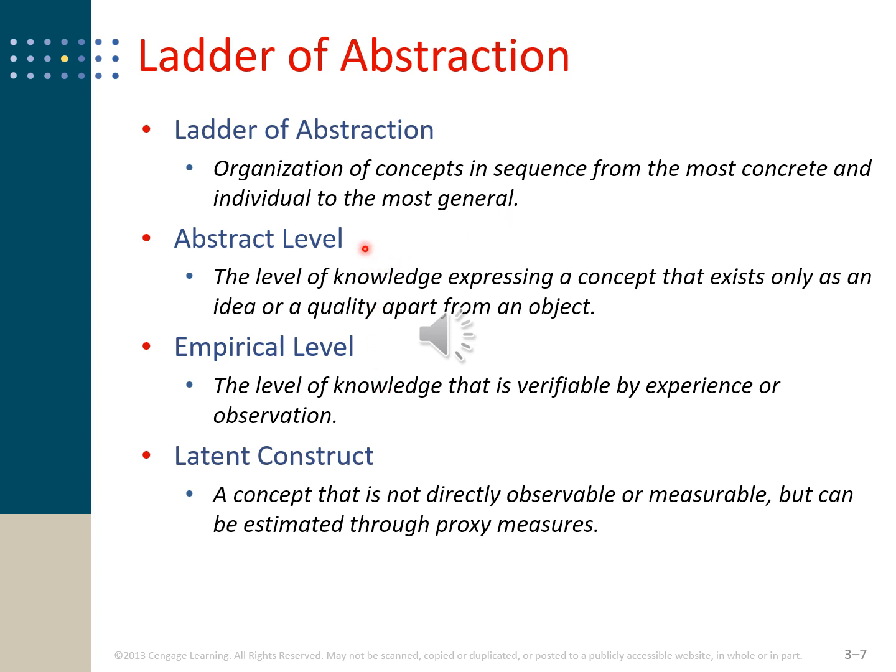The abstract level first. Let's look at the abstract level. As the definition says, this is the level of knowledge expressing a concept that exists only as an idea or a quality apart from an object. In simple terms, this is the world of ideas. Think about the concept of fruit. You can't hold fruit in your hand. Fruit is a general category, an idea that exists in our minds. The same goes for business concepts like success, innovation, or assets. These are all abstract concepts. They're at the top of the ladder.